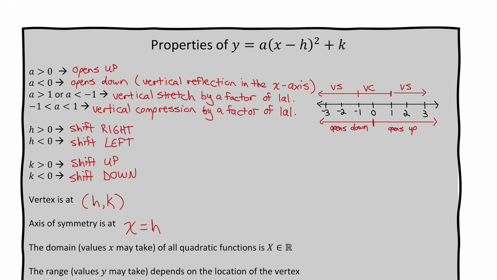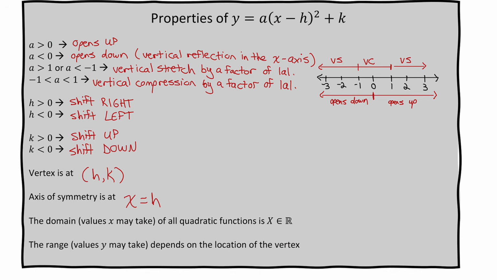And for quadratic functions, the domain, which means the values x can take, is always going to be any real number, which just means for any quadratic equation, you can input any real number you want for x, and it'll be able to output a value of y. But the range, which means the values y can take, quadratic equations can't output any value.